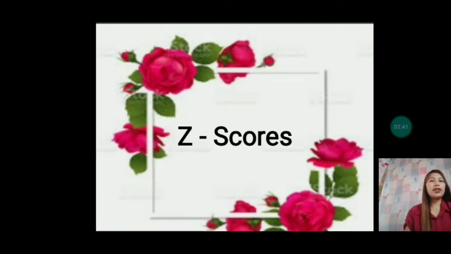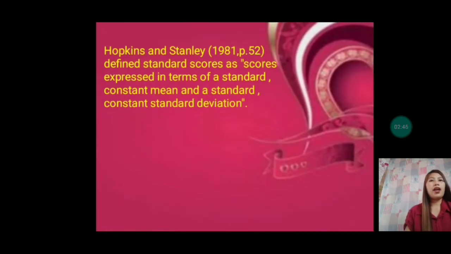Now, let us proceed to Z-scores. So, what are Z-scores? Hopkins and Stanley, 1981, page 52, defined standard scores as scores expressed in terms of a standard, constant mean, and a standard, constant standard deviation.